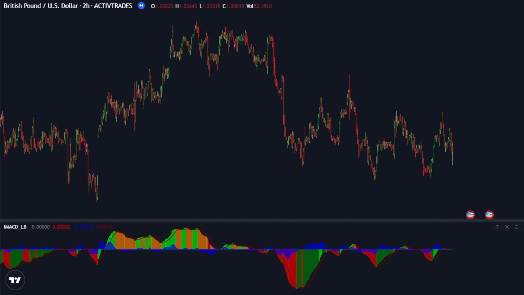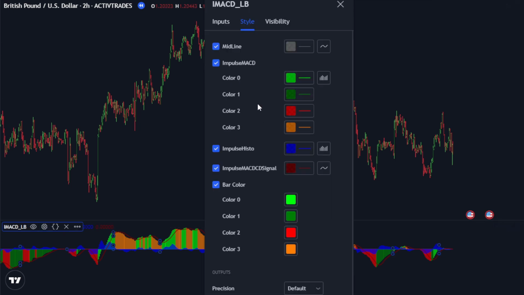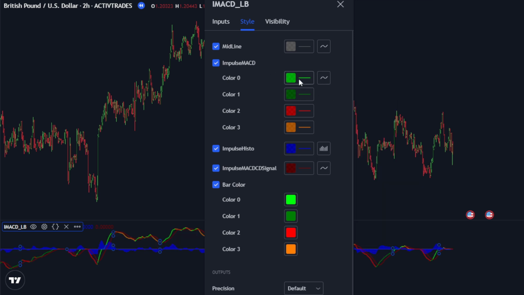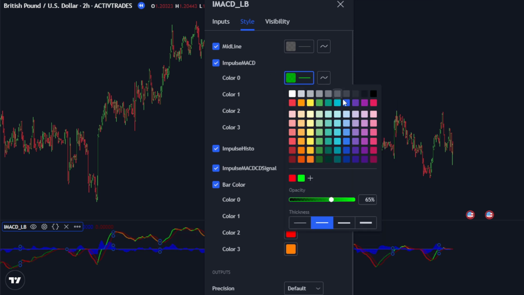Now we are going to modify the Impulse MACD to see the strategies that we can use with this incredible indicator. First, we are going to change the style of Impulse MACD. We change from histogram to line, and color 0 to 3 we put in light blue color and with opacity at 100%.